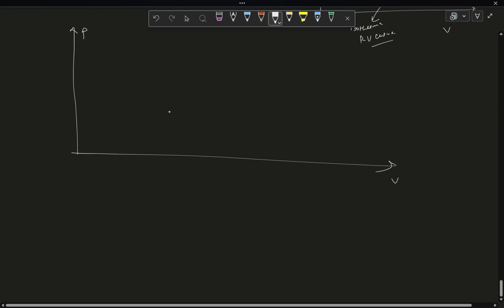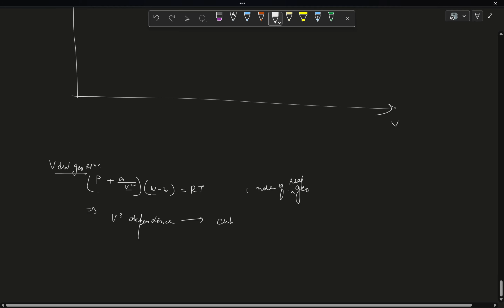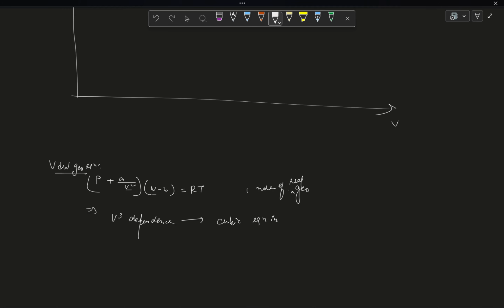But for real gases the equation is (P plus a by V squared) into (V minus b) equal to RT. This is for 1 mole of a real, non-ideal gas, and this equation is called the van der Waals equation for real gases. By this equation you see that there is a cubic dependence on the volume, because if you multiply these terms there will be a V cube dependence. Whenever you have a cubic dependence like that, you will get 3 roots as values of V, right? So this is a cubic equation in V.